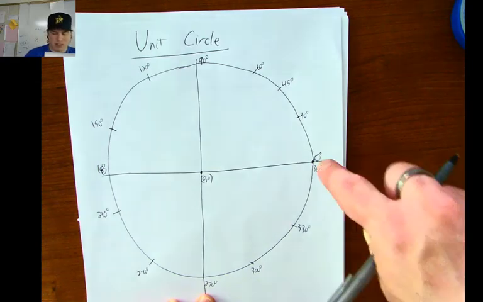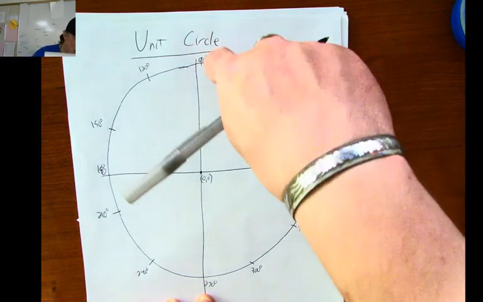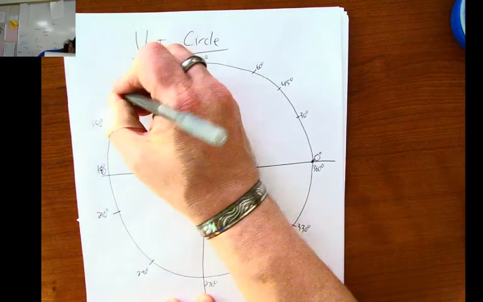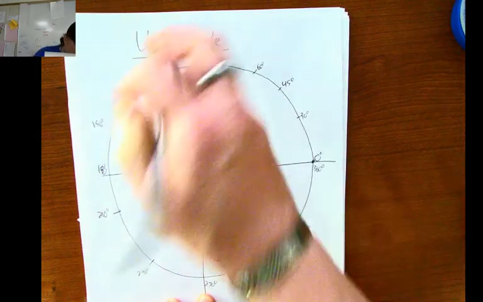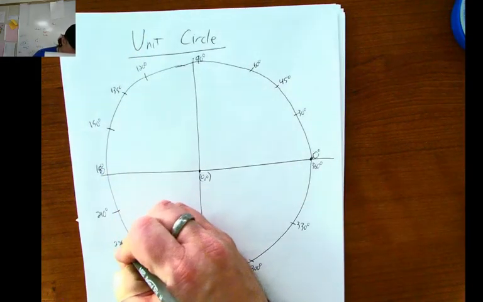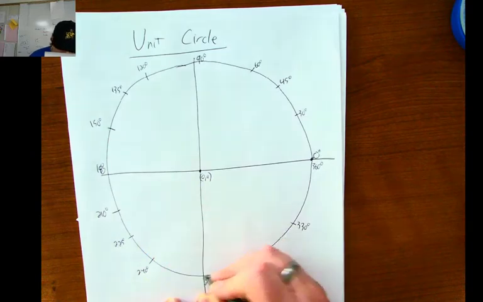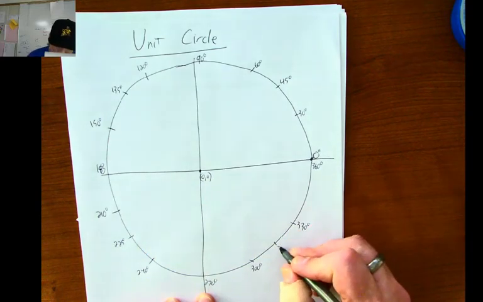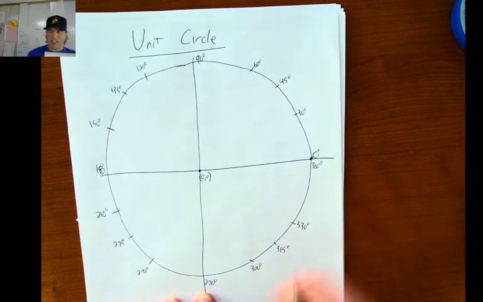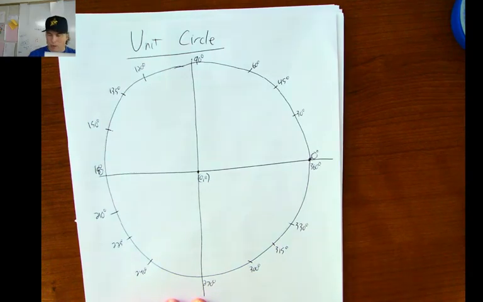Every 45 degree angle. So 0, 45, 90 degrees, 135 degrees, 180 degrees, 225 degrees, 270 degrees, 315 degrees, and 360 degrees. That was going around in degrees. Now I'm going to go around in radians in a different color.